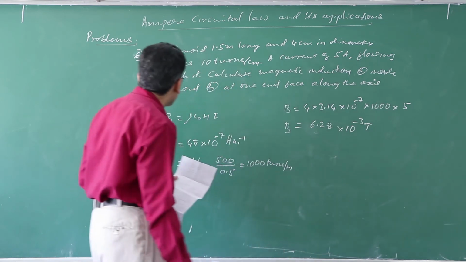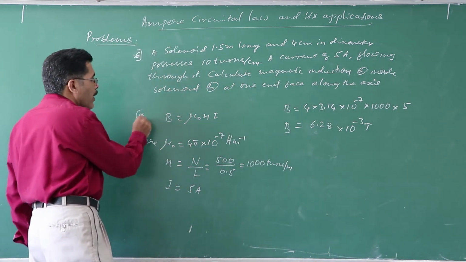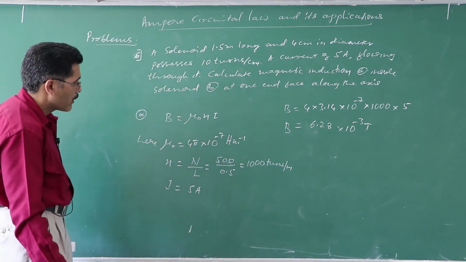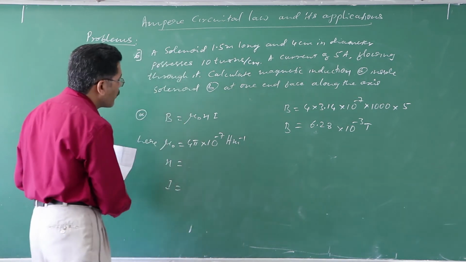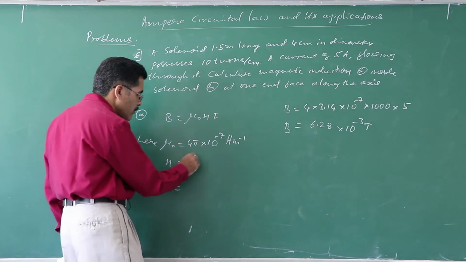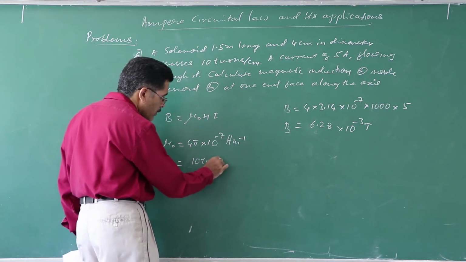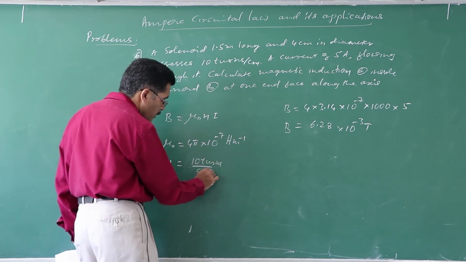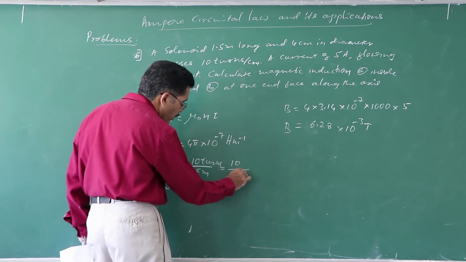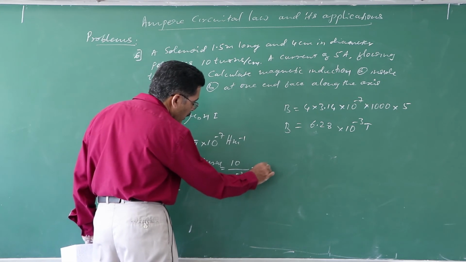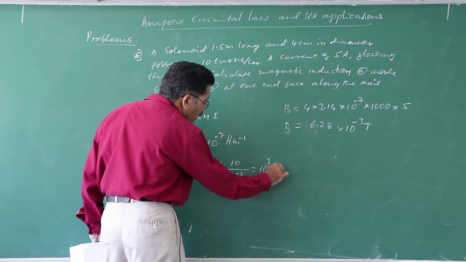See, first let us take up the magnetic field inside the solenoid. Here they have given the number of turns: 10 turns per centimeter. 10 divided by 10 raised to minus 2 meter is equal to 10 raised to 3 turns per meter.